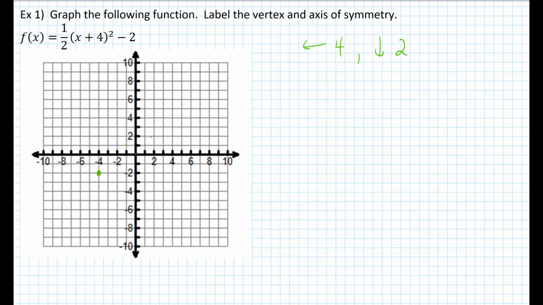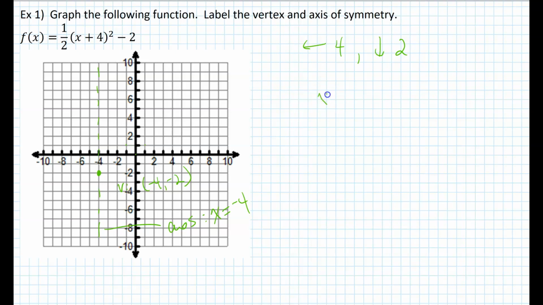Have we already figured out where the vertex is? Yeah. Okay, have we figured out the axis of symmetry? -4. Okay, so our vertex, let's go ahead and label that as -4, -2. Our axis of symmetry is here. And I'll put that axis of symmetry, which we will abbreviate AOS, at x is equal to -4.